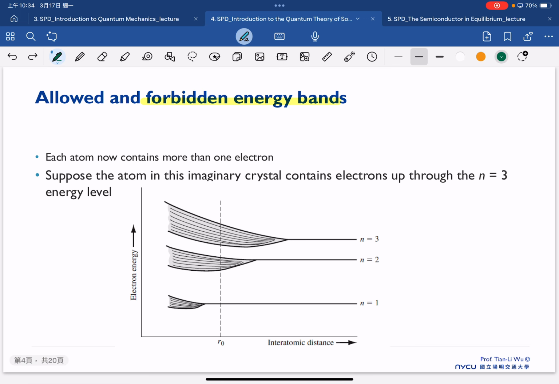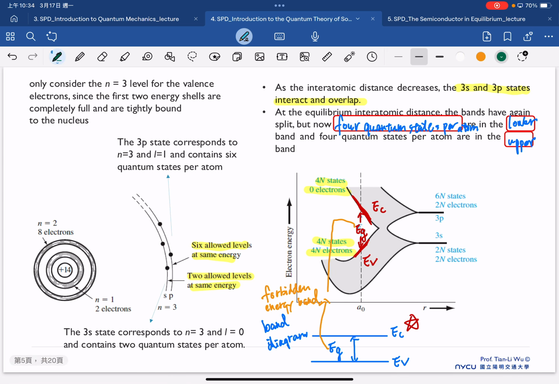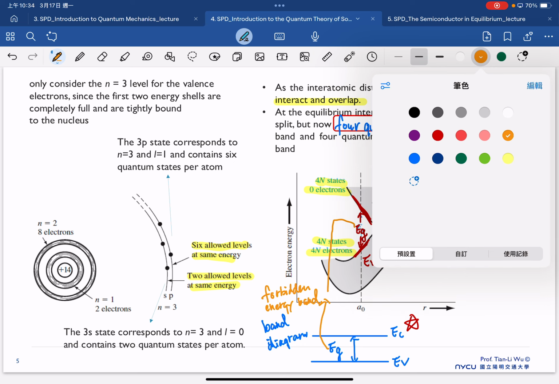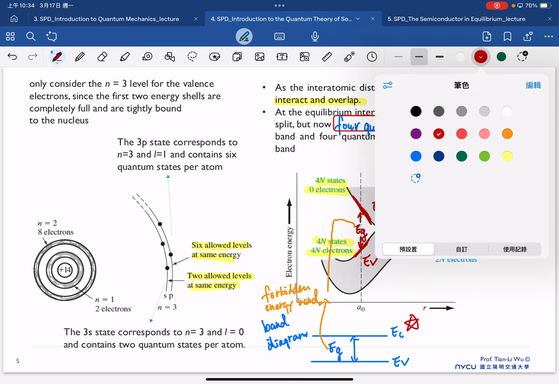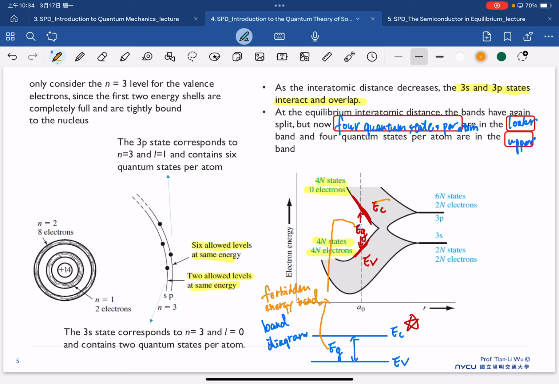We call this the allowed energy band, which is here. This and this are allowed energy bands. And if we look at the simplified band diagram as shown here, this is an allowed energy band and this is an allowed energy band.